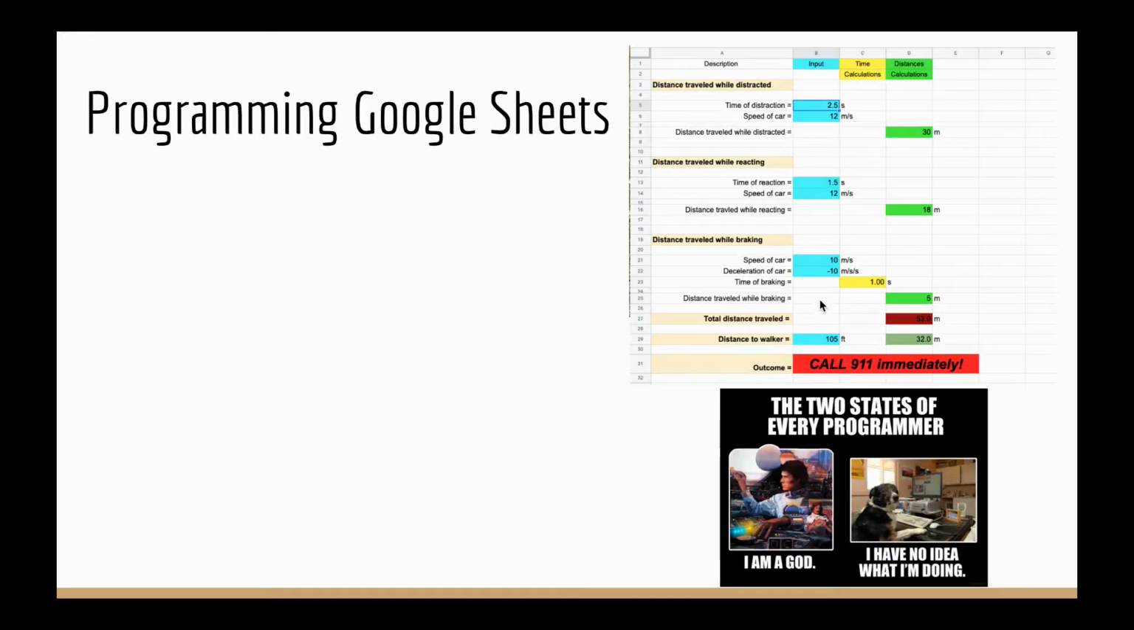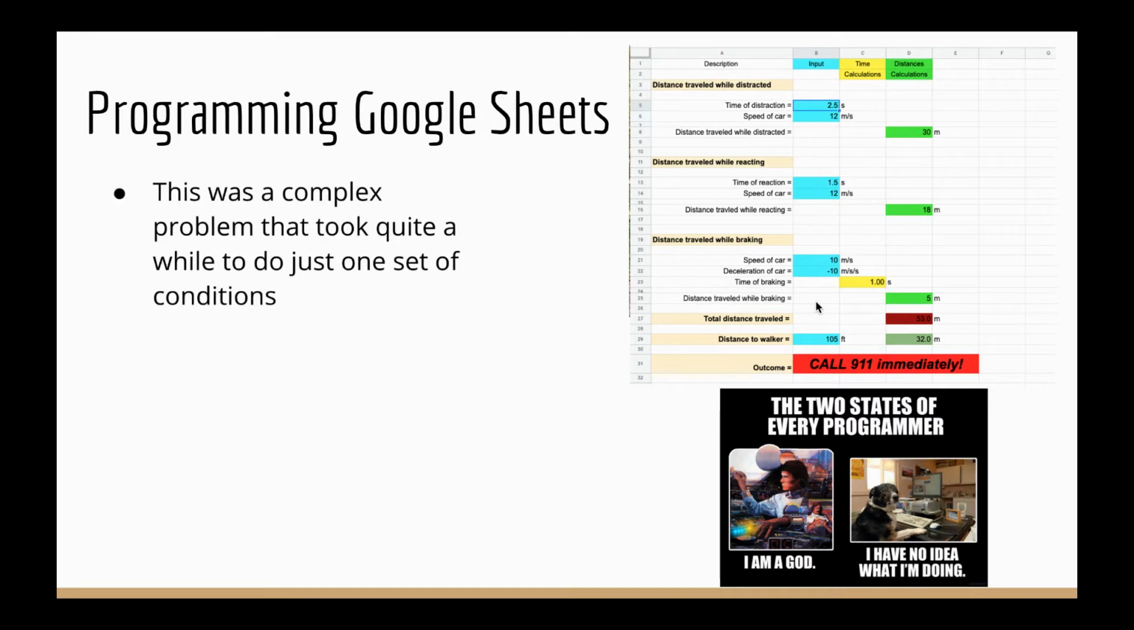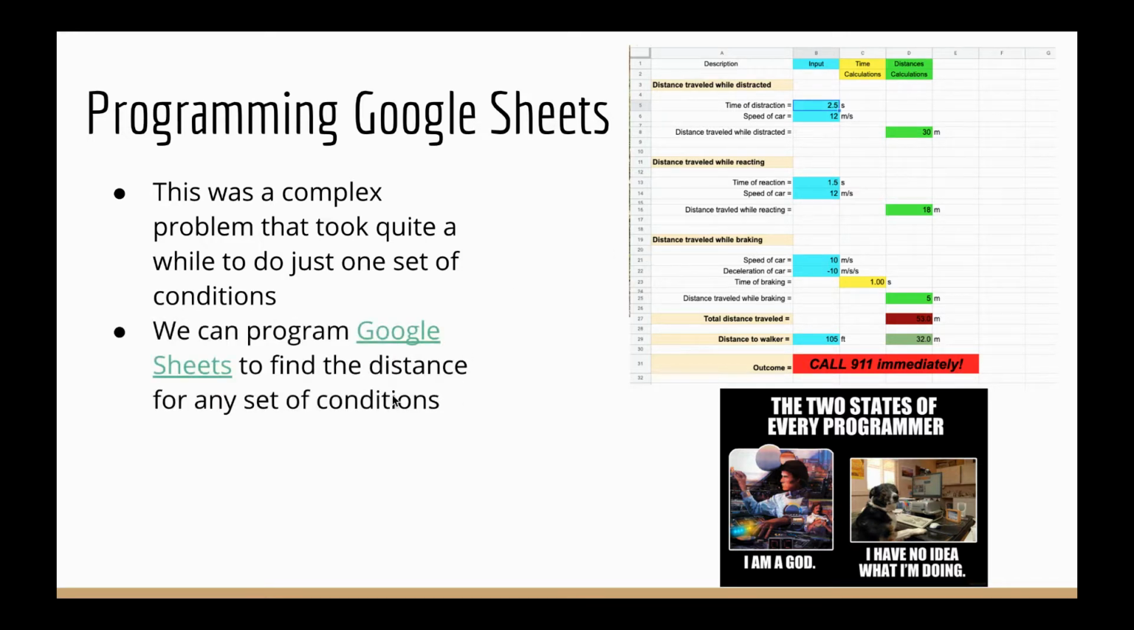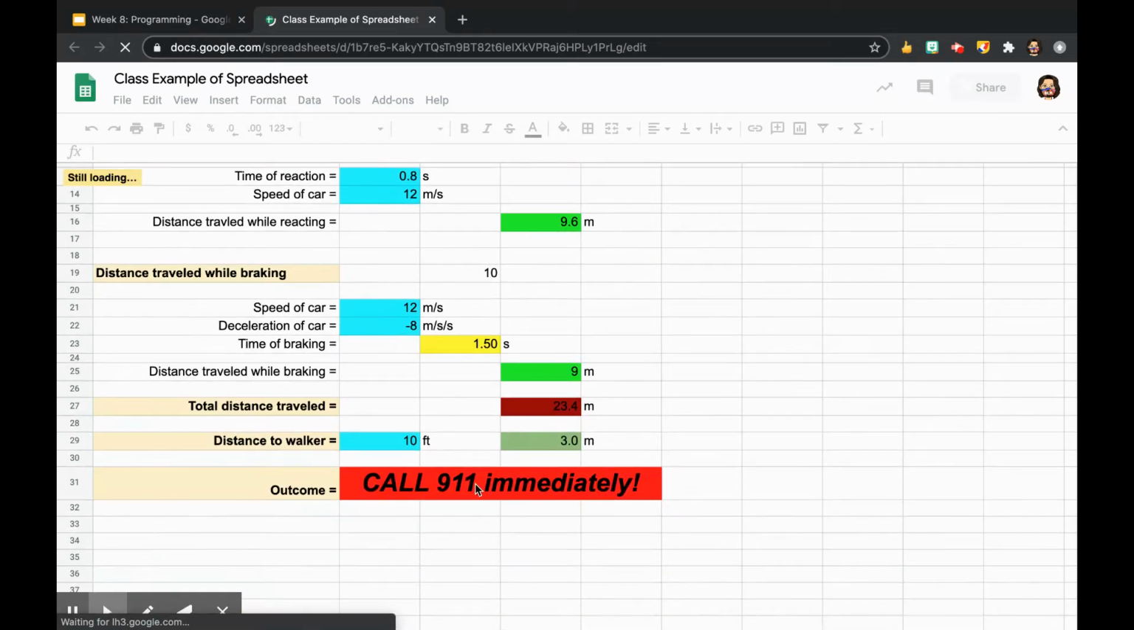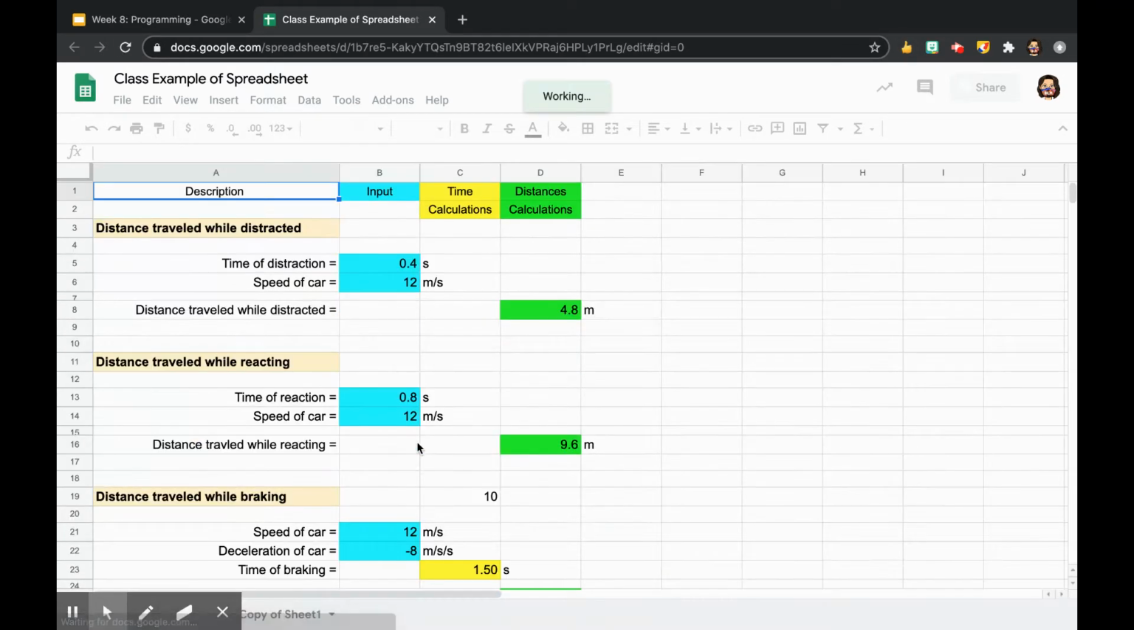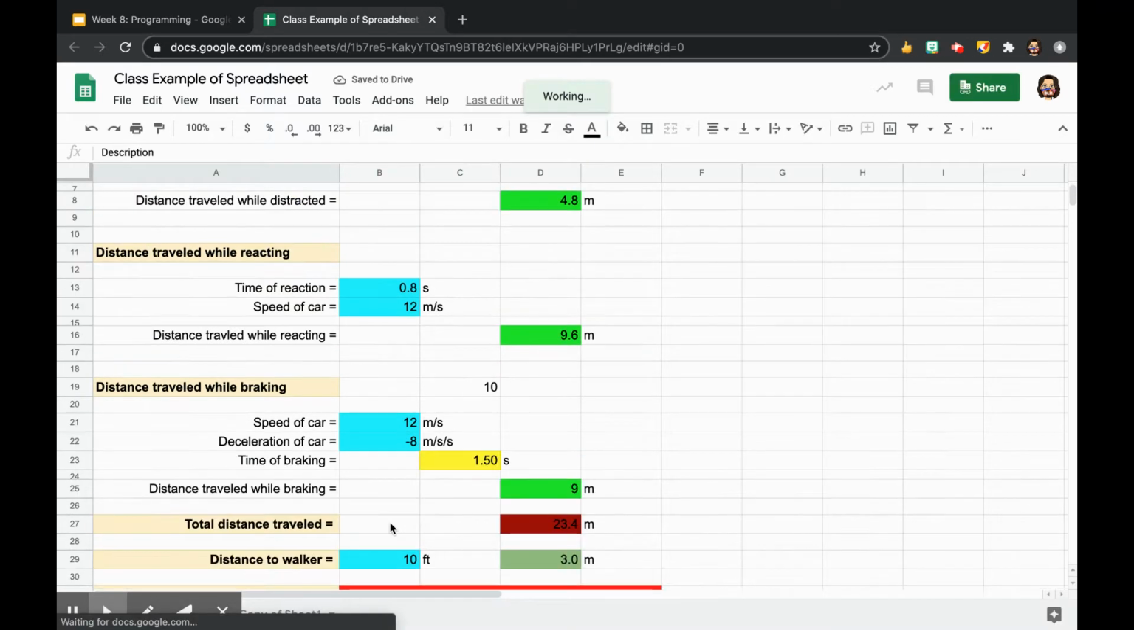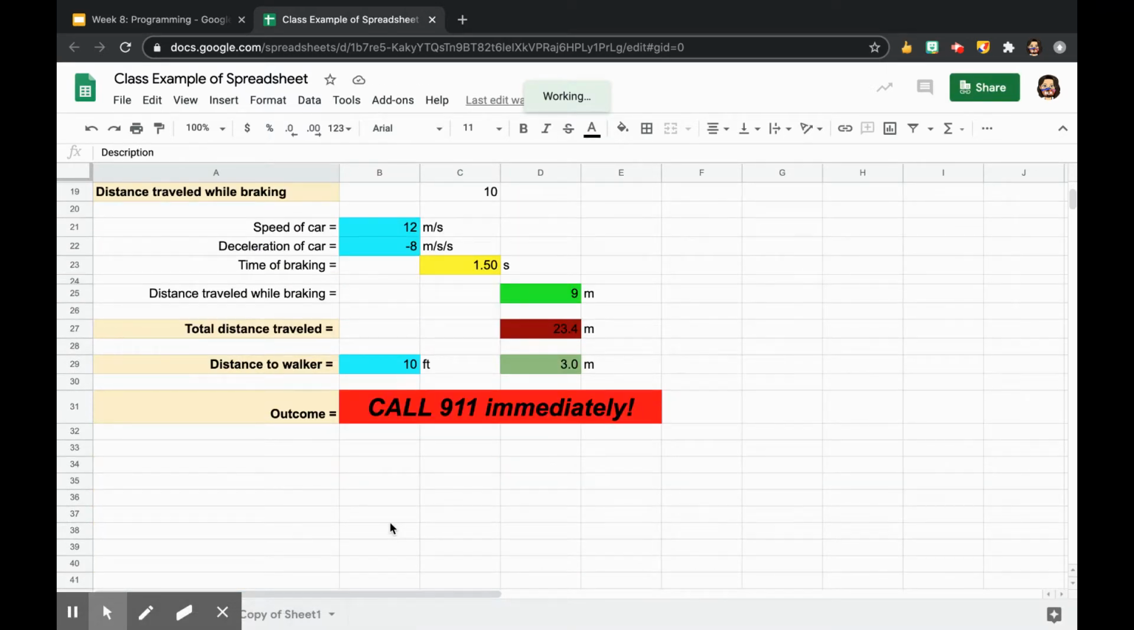This is an example of a program sheet. So this was a complex problem that took quite a while for us to do just by hand, a little bit quicker than most just because I had it already pre-done. We can actually program Google Sheets to find the distance for any set conditions. So if I opened up my example Google Sheet that I have, I plugged in all of my different numbers, and it tells me immediately, oh no, the distance to the walker was 10 feet, and they got hit.